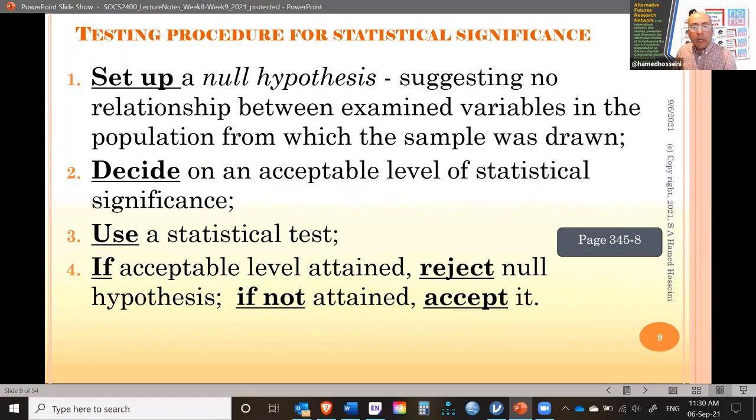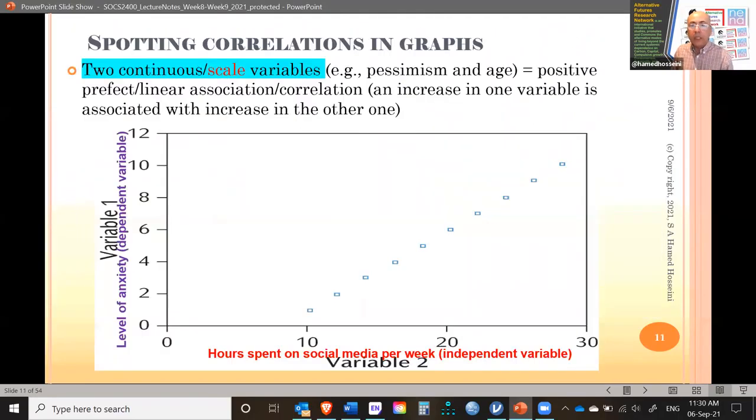Okay. I won't get into the details of how these things are going to be tested behind the scenes. Jamovi will do the job for us. I skipped that, but now let's get a little bit more concrete with some good examples.